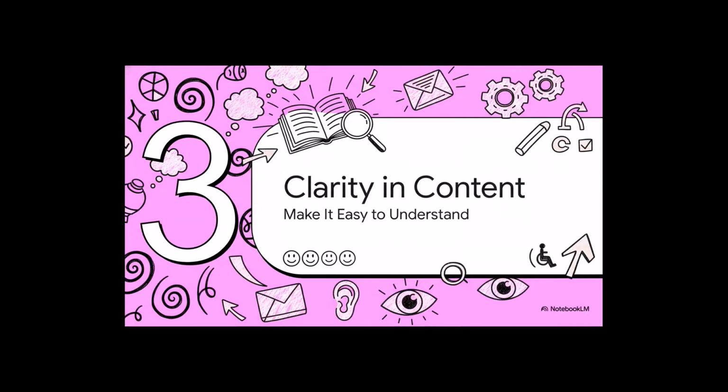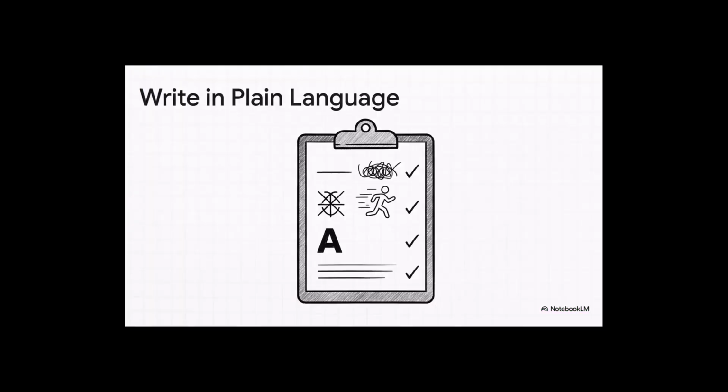Okay, so our structure's in place. Now let's talk about the content itself. Because an accessible document isn't just about the hidden code and structure. It's also about making your actual message clear and easy for everyone to understand. Here's a quick little checklist for you.